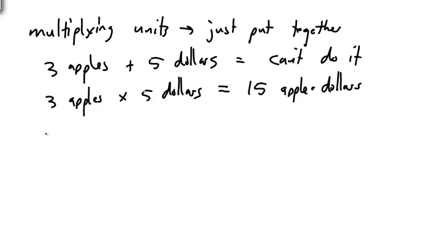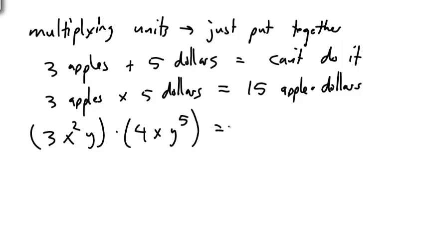If you have 3x squared y and you multiply that by 4xy to the 5th, what is this? You can multiply the 3 and the 4 and you get 12. X squared means x times x. With another x means you have 3 x's. X cubed. Y is 1y and then 5 more y's makes a total of 6 y's.